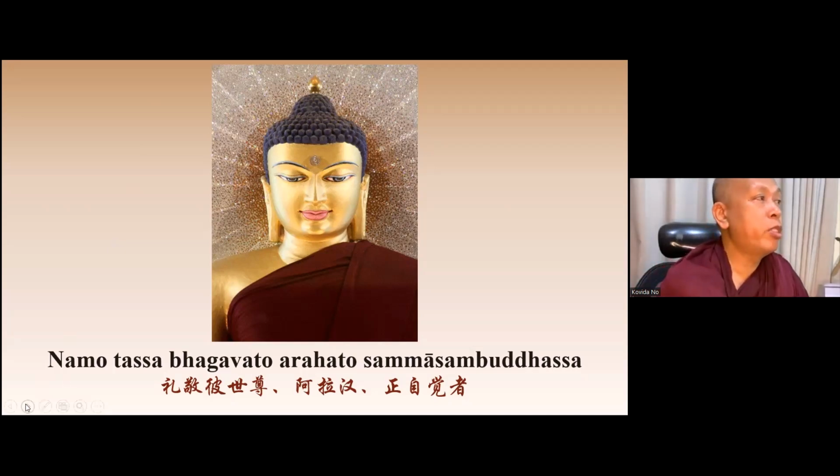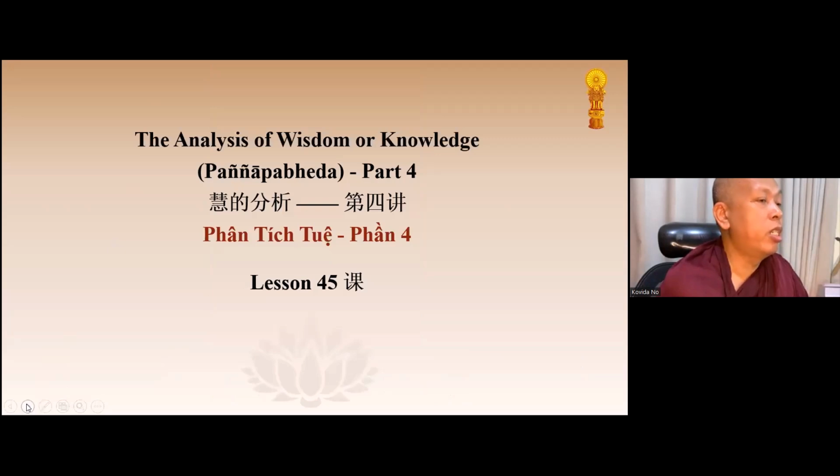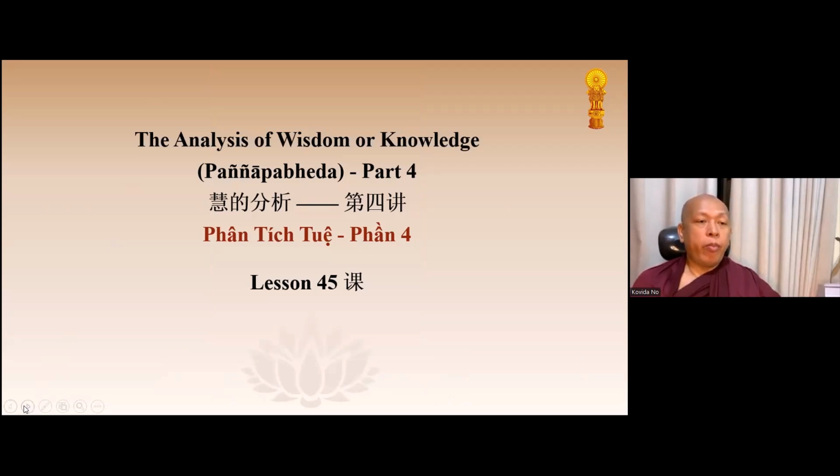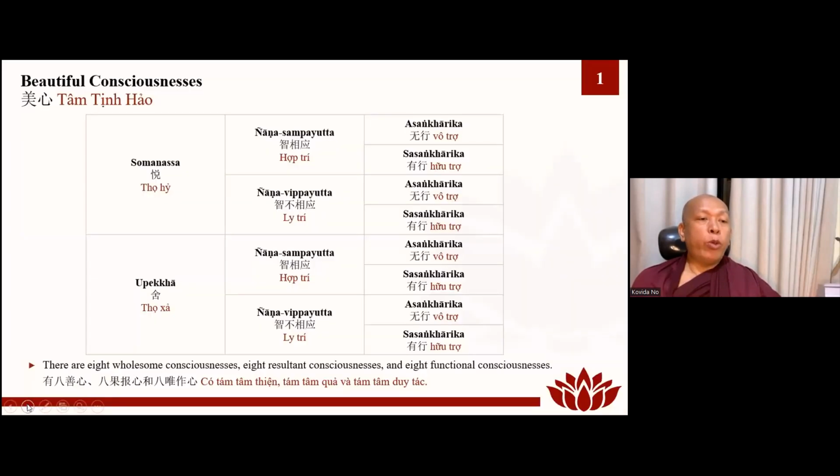Today we have to start, or we can also say continue from the previous one, about the consciousness aggregates. So today we have to start with beautiful consciousnesses. Last week we already explained unwholesome consciousnesses and unrooted consciousnesses.